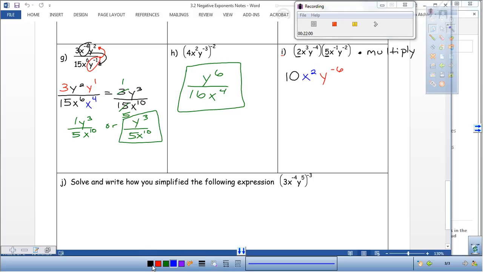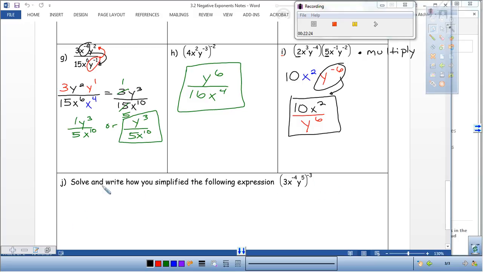Madison, what's going to move for me? Okay, the y to the negative 6 is going to move to the bottom. So I'm going to get 10x squared on top over y now to a positive 6. Any questions over that?